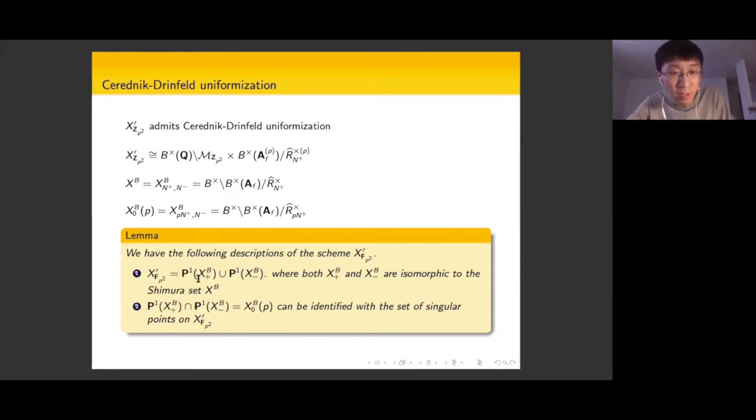And the P1s over each of the Shimura sets will not intersect, but P1s over different Shimura sets will intersect at an ordinary double point, and the total set of intersecting points is parameterized by this Shimura set with the gamma naught P level added to it. And this also agrees with the singular points on the Shimura curve. Okay.